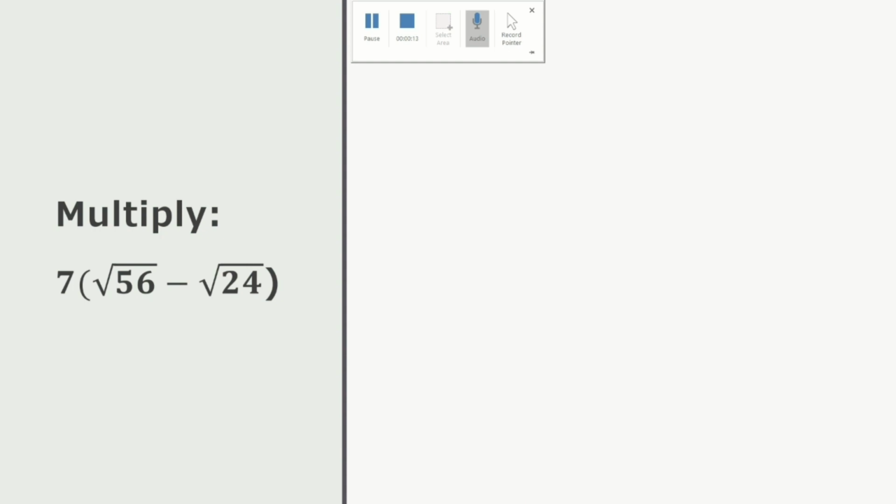Our goal here is to remove the parentheses by applying the distributive property. So we multiply 7 times square root of 56, that is 7 square root of 56, minus 7 times square root of 24. The product is 7 square root of 24.